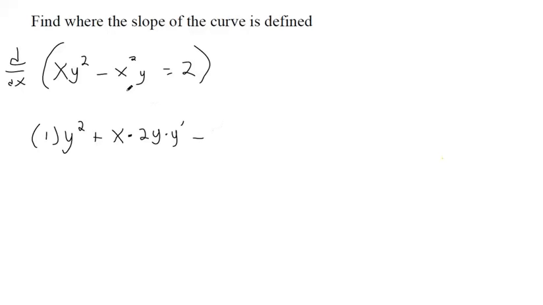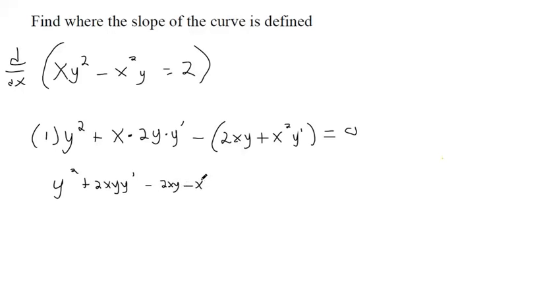Okay, and then we're supposed to subtract that by something else that'll also need the product rule. So since I know two terms are coming out of the product rule, I'm going to put this in parentheses. It's the derivative of the first term times the second term kept the same, plus the first term times the derivative of the second term. And then we need to take a derivative of 2, that just makes 0. Okay, so we got y squared plus 2xy y prime minus 2xy minus x squared y prime, that equals 0.